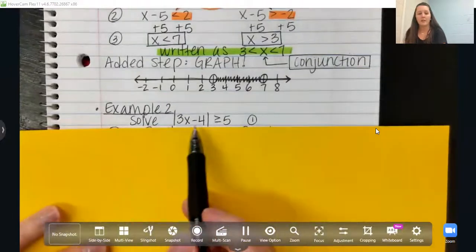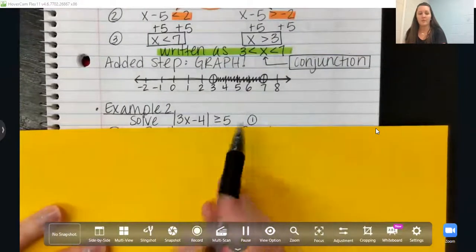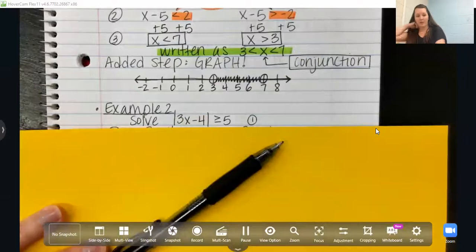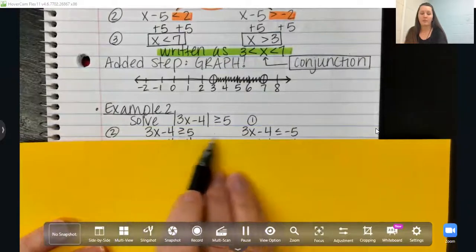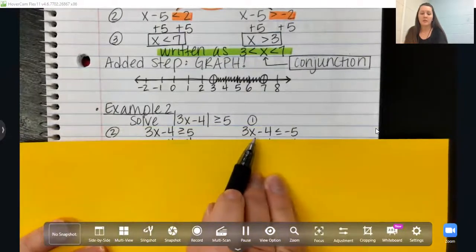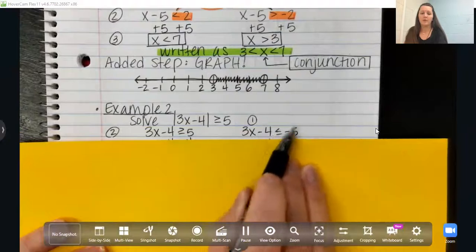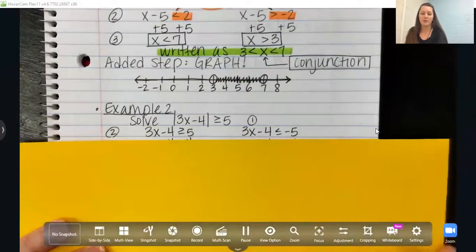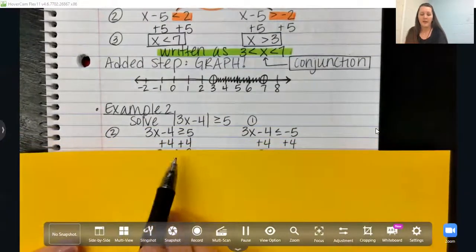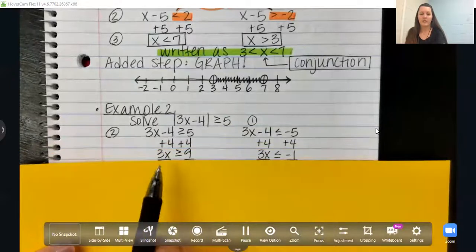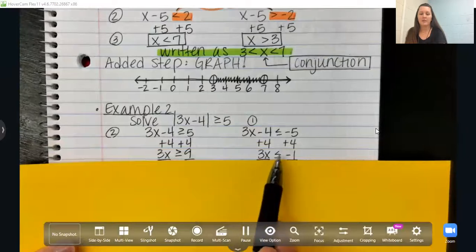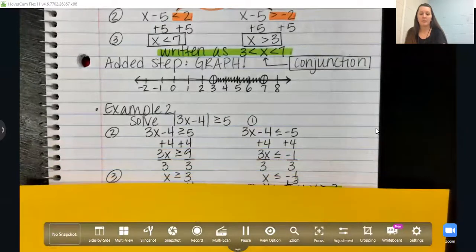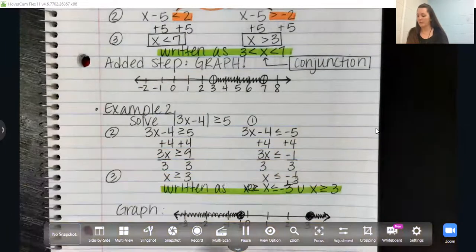We have the absolute value of 3x minus 4 is less than or equal to 5. Our absolute value bars are already isolated, so we can go ahead and write our two equations. We have 3x minus 4 is greater than or equal to 5, and 3x minus 4 is less than or equal to negative 5. So you're switching the inequality and you're switching the sign here. Solve by adding 4 on both sides of your inequality. And then we have 3x is greater than or equal to 9. Here we have 3x is less than or equal to negative 1. Divide by 3, and here are our solutions.